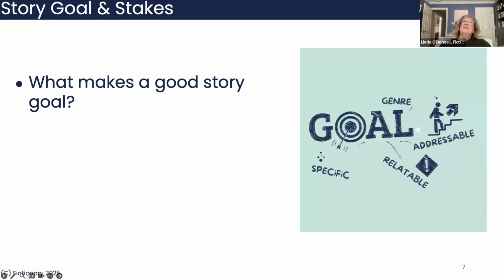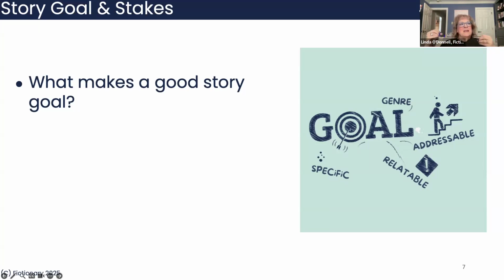Because the other thing is that your character needs to show this growth. And that's what romance readers really come to love and expect in a romance story, because we love to see how our characters overcome those misconceptions.